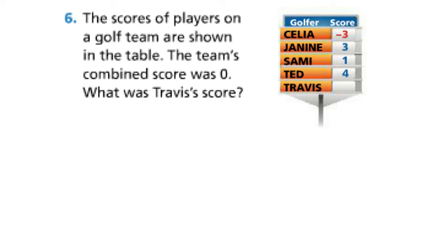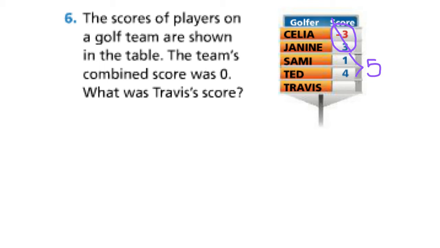Number 6. The scores of players on a golf team are shown in the table. The team's combined score is 0. What was Travis's score? Couple ways to solve the problem are possible, but let's look at the question. Celia and Janine have 3 and negative 3. Those are opposites. So if we combine these two, they combine to 0. That leaves us with Sammy and Ted. If we combine Sammy and Ted's scores, they're going to combine to a positive 5.